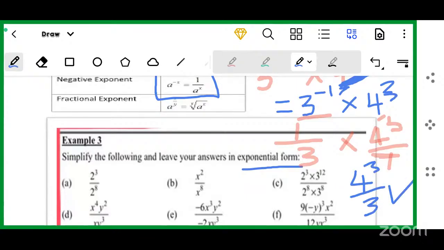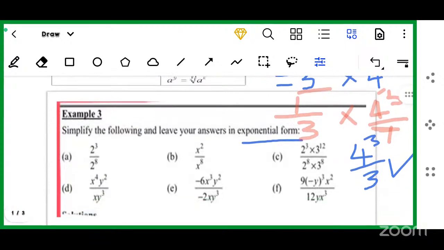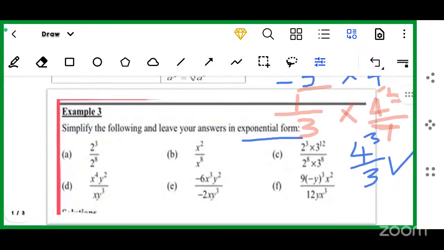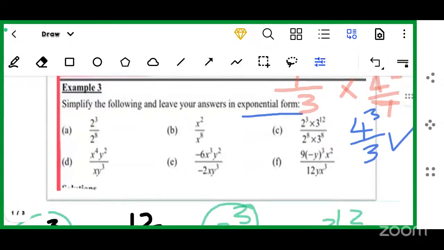Correct. So, all right, letter D: x to the power of 4, y to the power of 2, divided by x, y to the power of 3. So let me just write it down here because I think up here we don't have a lot of space.